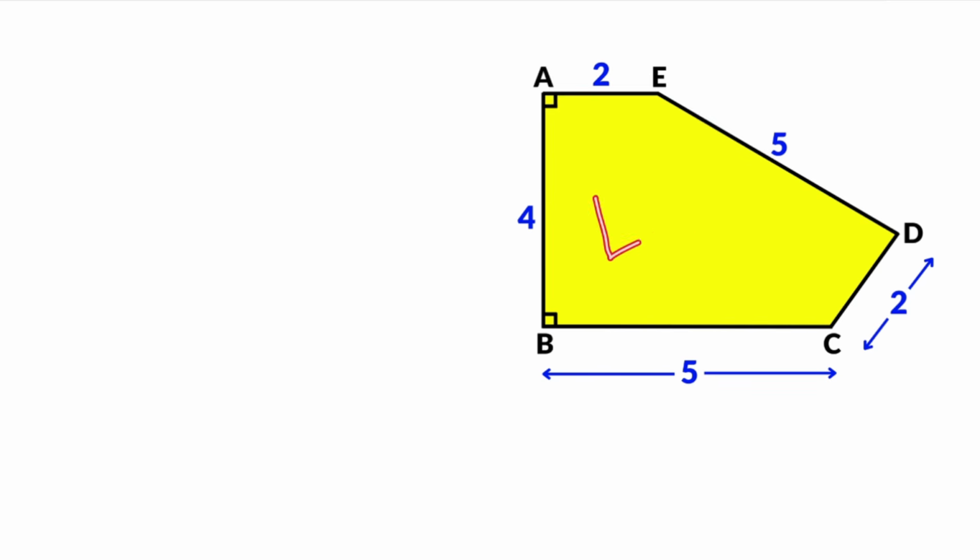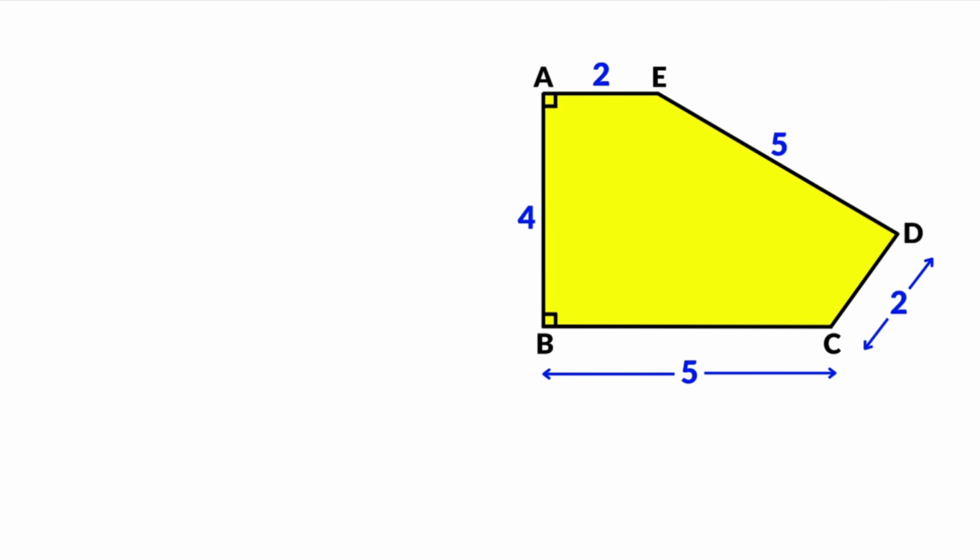We have pentagon ABCDE. The left side, AB, is 4 units. The bottom side, BC, is 5 units. Side CD is 2 units. Side DE is 5 units. And the top side, AE, is 2 units.